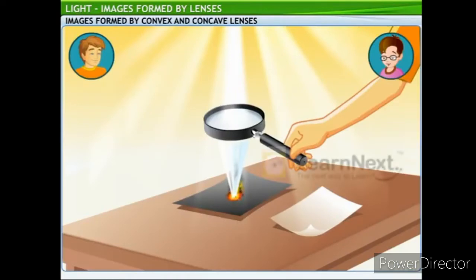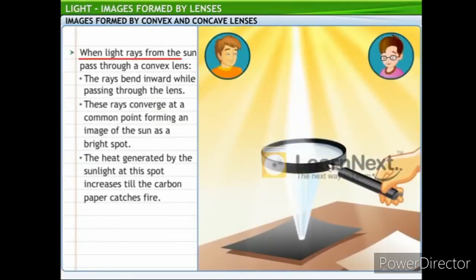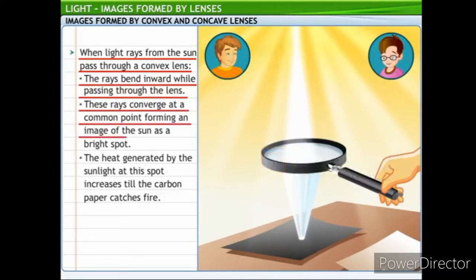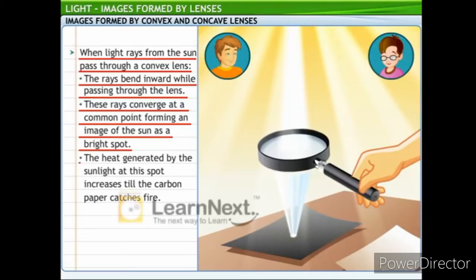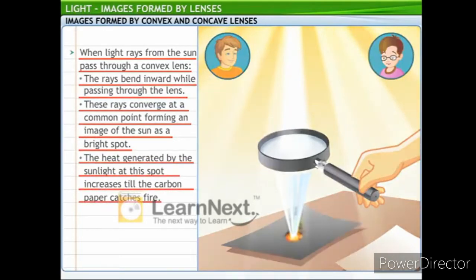Oh, how did the carbon paper catch fire? When light rays from the sun pass through a convex lens, the rays bend inward while passing through the lens. These rays converge at a common point to form an image of the sun. That's the bright spot you see on the carbon paper. As sunlight carries heat, the heat generated at this spot increases, and finally, the carbon paper catches fire.